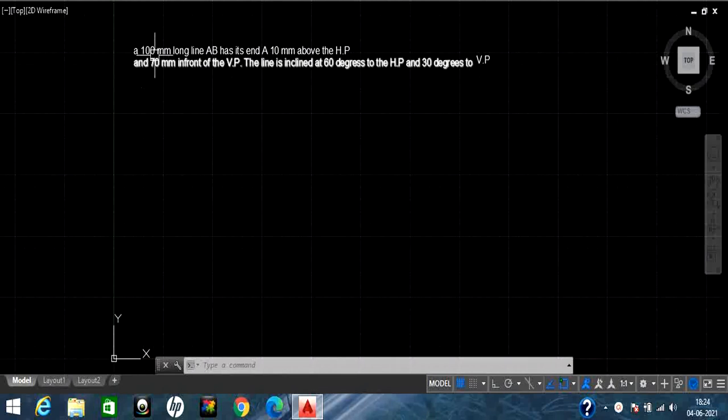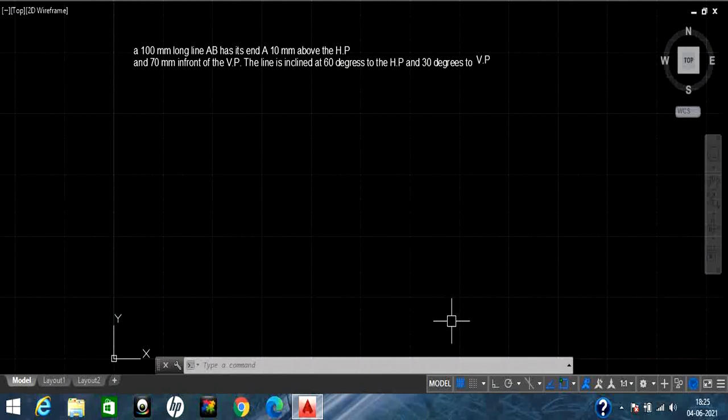A 100 mm long line AB has its end A 10 mm above the HP and 70 mm in front of the VP. The line is inclined at 60 degrees to the HP and 30 degrees to the VP. Draw its projections. This is the question. The length of the line is 100 mm, that means the true length of the line is 100, and the point A is 10 mm above the HP.